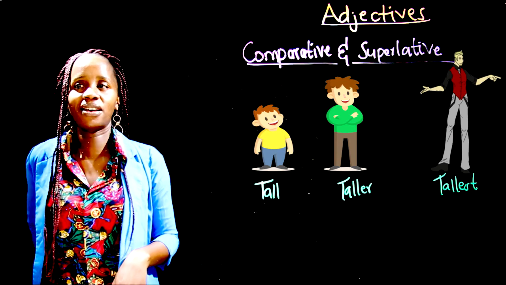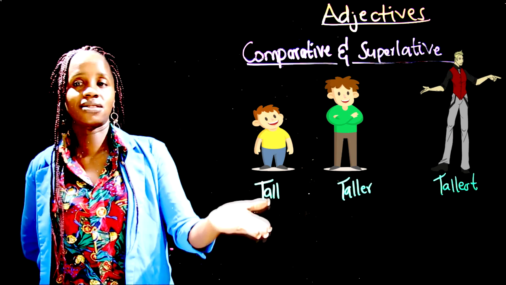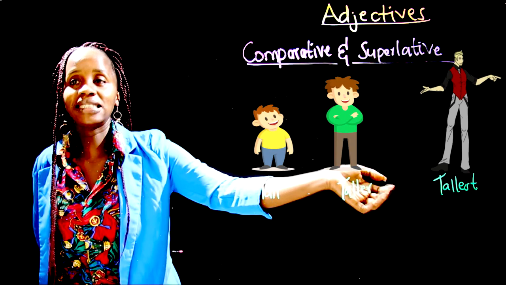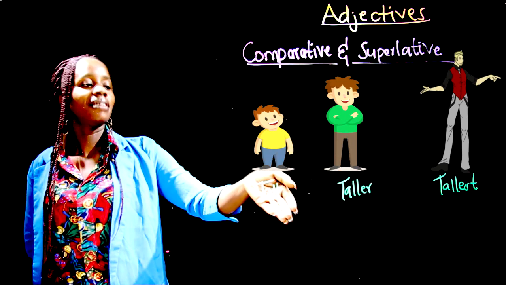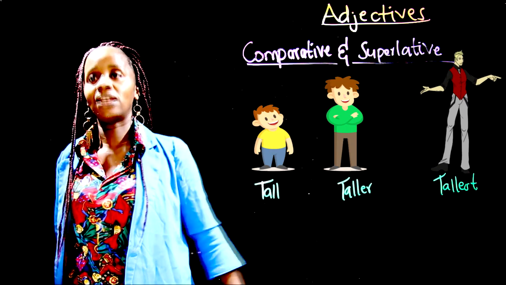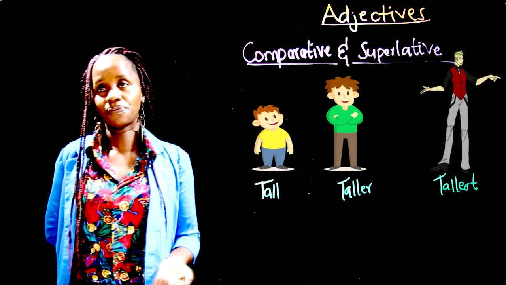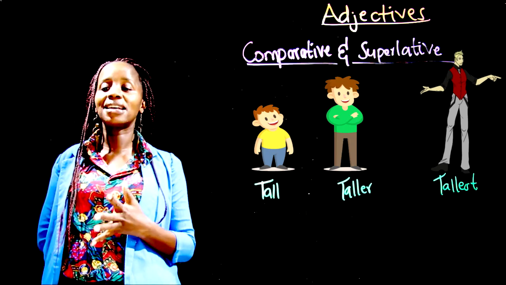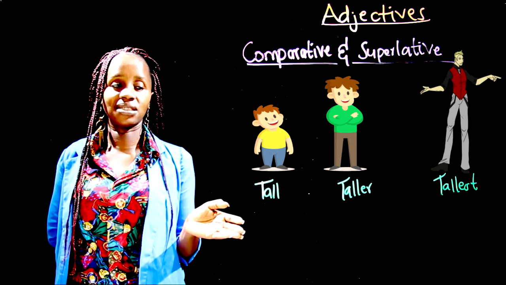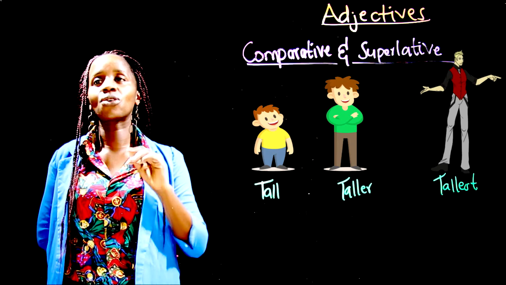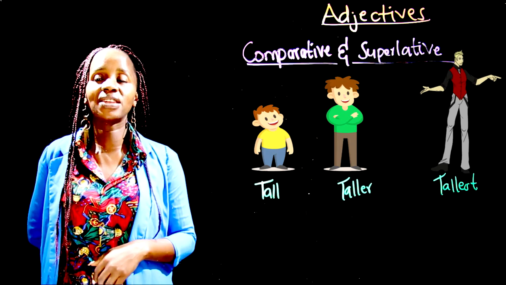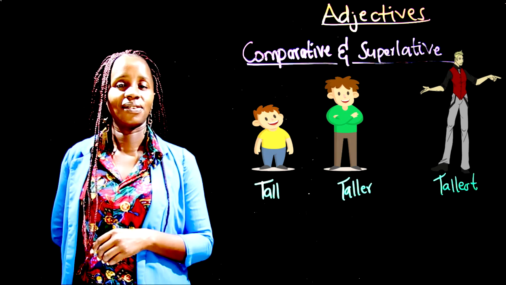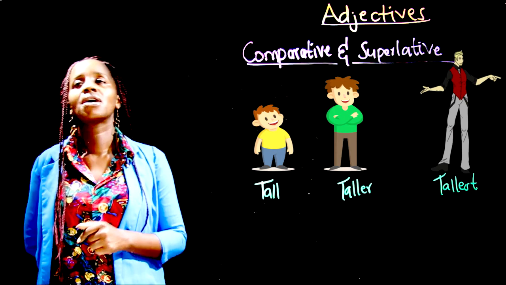Now let us look at this picture here. Okay, so this is tall, taller, and tallest. This is tall, this is taller, and this is tallest. Basically, that is what we are looking at today. So, what does comparative mean and what does superlative mean? Looking at these pictures here, which one do you think falls under comparative? And which one do you think falls under superlative? Which one? Okay? So, let's discuss.